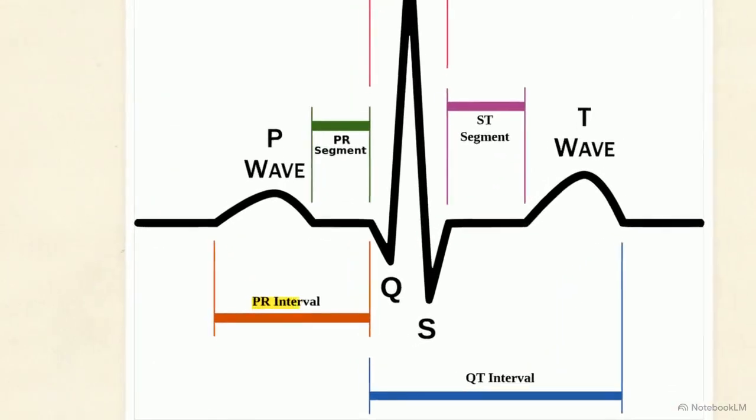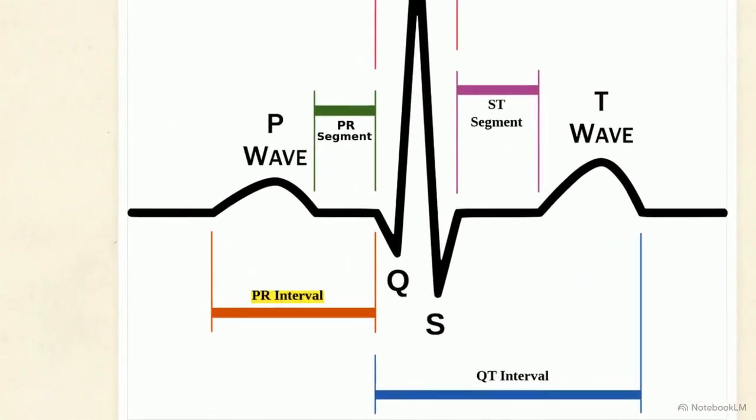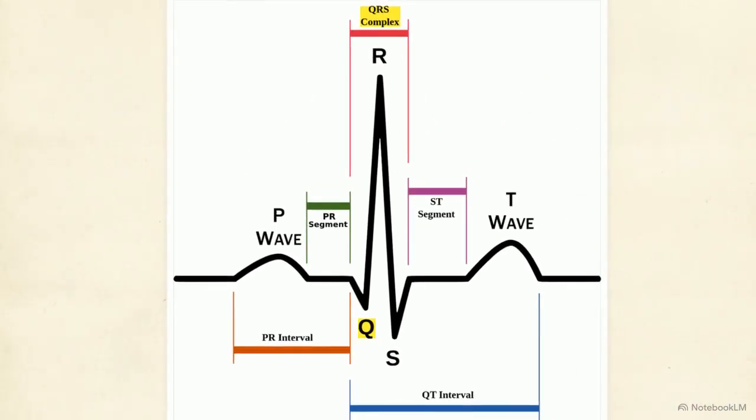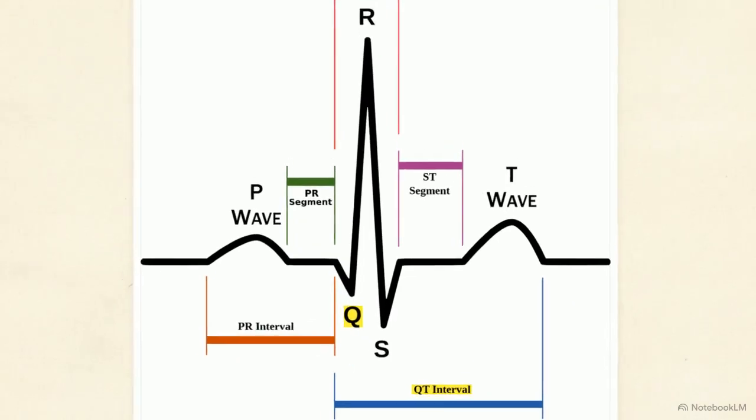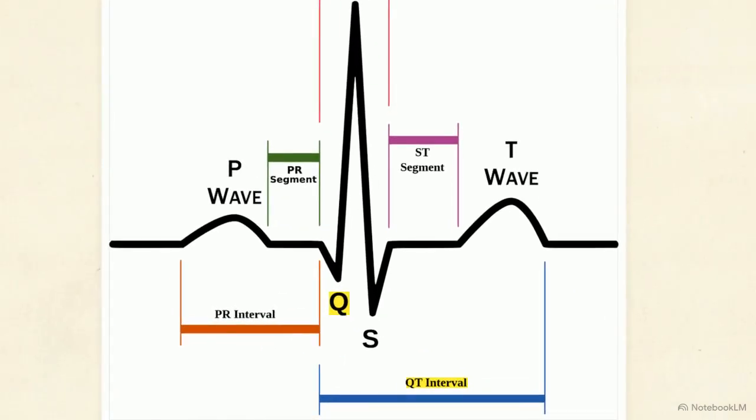The orange bracket highlights the PR interval, defined strictly as the time from the onset of atrial depolarization to the onset of ventricular depolarization. The red QRS duration measures the exact fraction of a second it takes for the entire ventricular muscle mass to fully depolarize. And the blue QT interval represents the total temporal footprint of ventricular activity, from the first spark of depolarization at the Q wave to the final moment of repolarization at the end of the T wave.